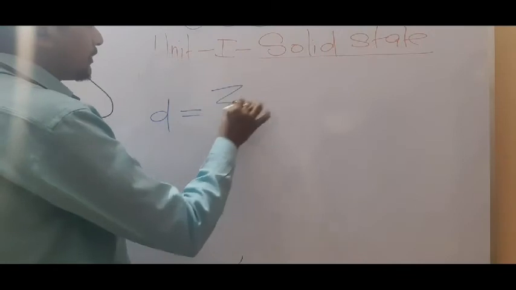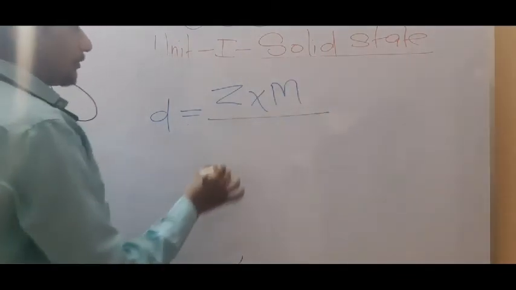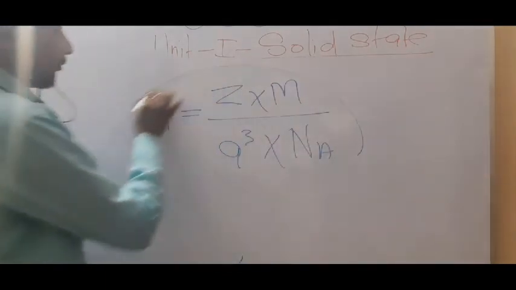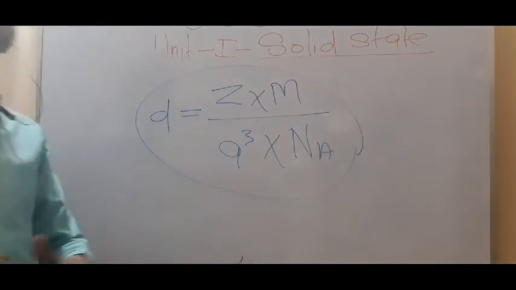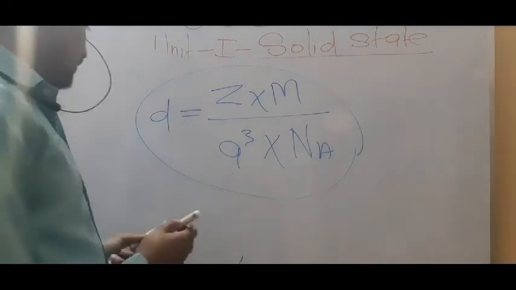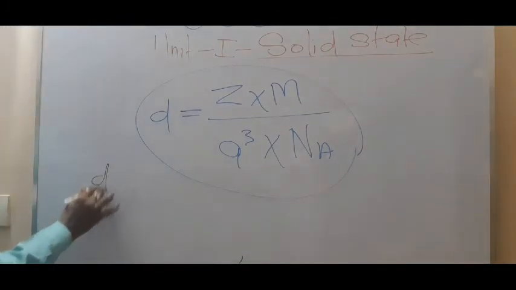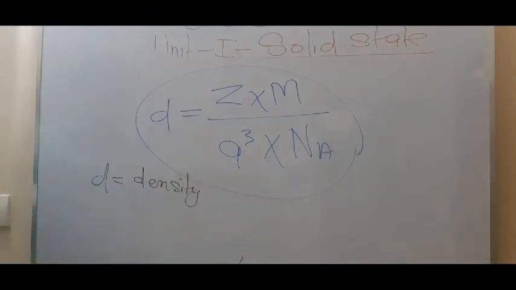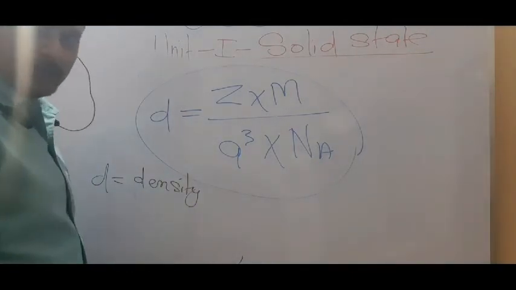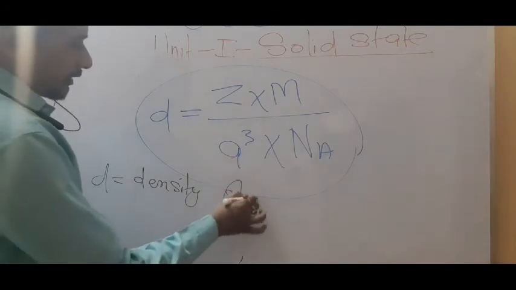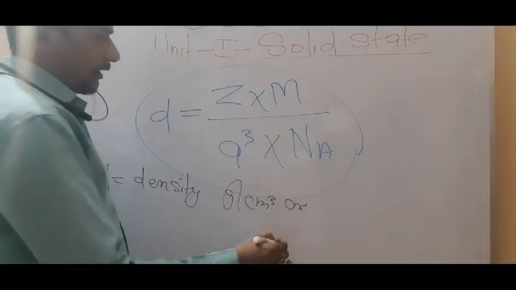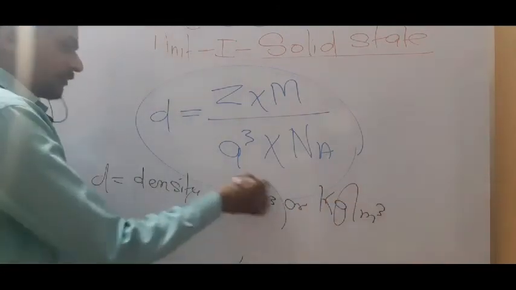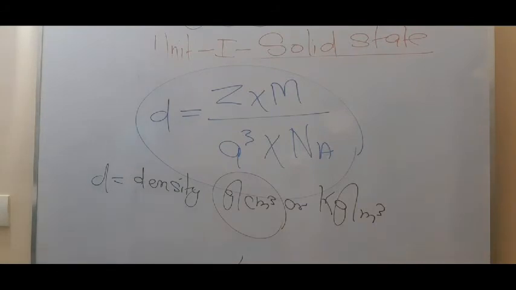Density equal to Z multiplied by capital M divided by A cube into Na. So this is the formula to calculate the density. Now here, note down this. Here D equal to density. This may be gram per centimeter cube or kg per meter cube. But in most cases you write the answer in gram per centimeter cube.